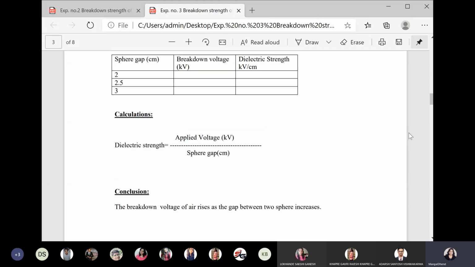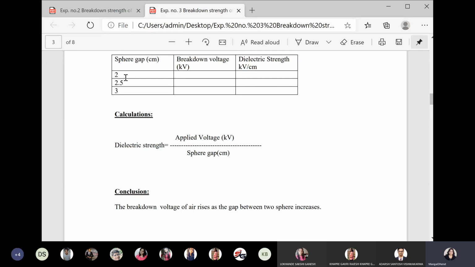Your observation table is simple: just the gap distance. You keep any gap distance, find out the breakdown voltage and find out the breakdown strength. Breakdown strength will be equal to applied voltage divided by gap distance. The first conclusion will be your breakdown strength, but for a certain gap distance you have to take readings at least 3 times, and then take the average value.